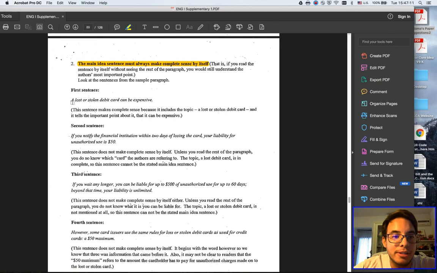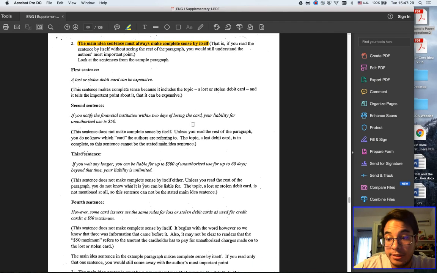Our first sentence: a lost or stolen debit card can be expensive. Does it make sense on its own? Yeah, it does, because it makes a statement. It says that if you lose your debit card or if it gets stolen, it can be expensive. And that's the main point.